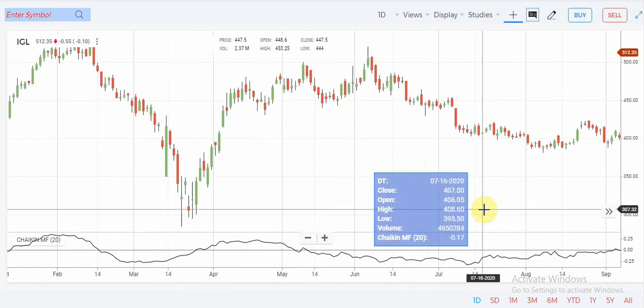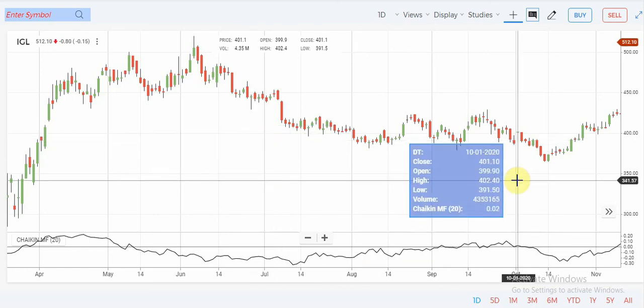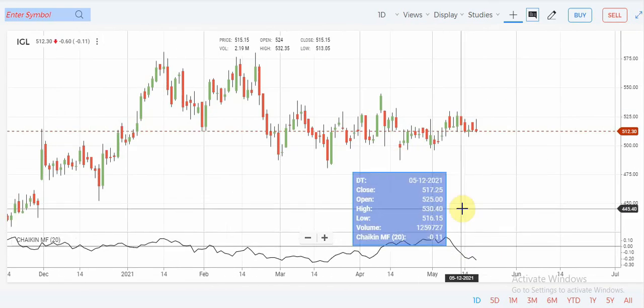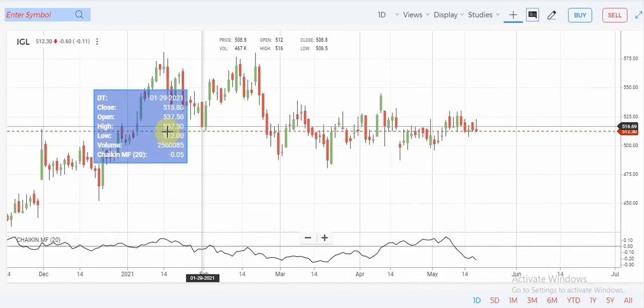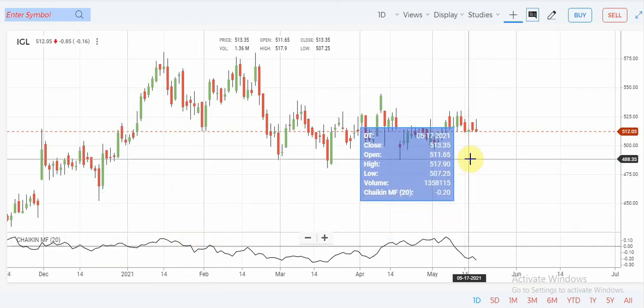I hope this indicator is clear. I would suggest you take the help of other indicators as well. Do not rely entirely on one indicator. You can club this indicator with other indicators so that you can take a very accurate call.